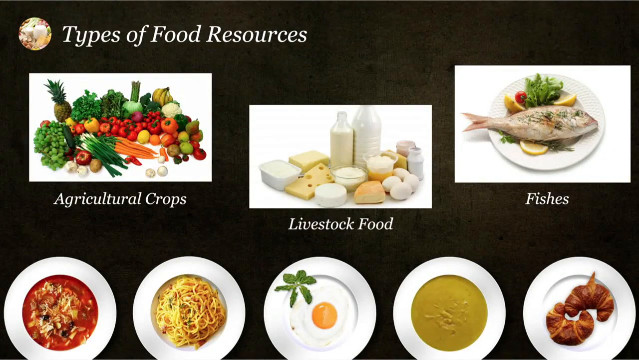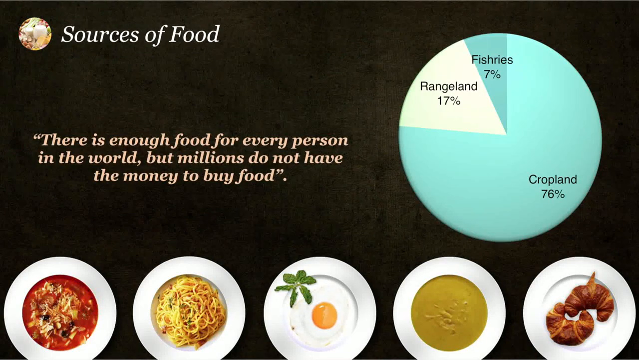Foods are divided into three parts: agricultural crops, livestock food and fishes. Whatever things we are getting from the plants are considered agricultural crops, while whatever things we are getting from the animals are kept in the livestock foods, and the fishes are in a separate category. And what are the major sources of food? First of all, cropland. Cropland gives about 76% of the food, while rangeland, that means animals, produce around 17% of the food and 7% comes from fisheries.